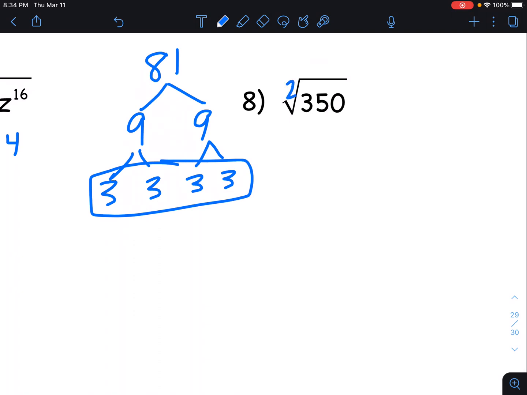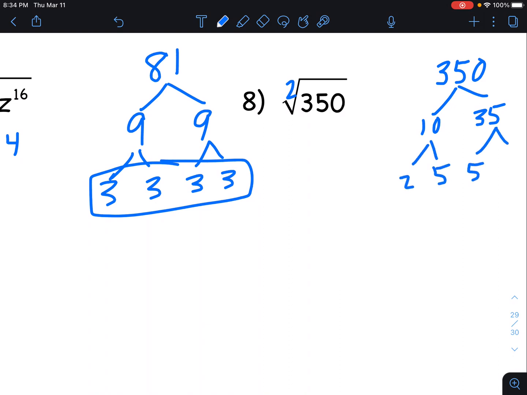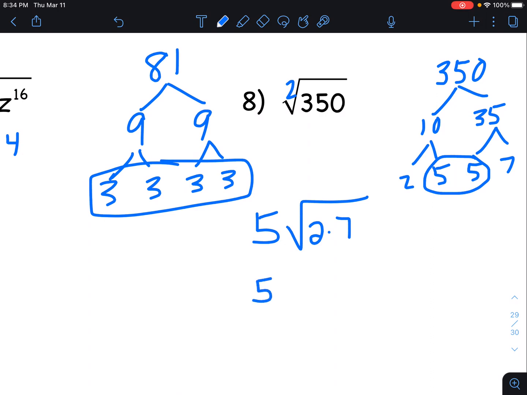Okay, so square root of 350. So I'm going to break down 350 using a factor tree, and we're going to try to get 2 of a kinds. So that could be, it ends in 0, 10 and 35. 10 is 2 times 5. 35 is 5 by 7. So we have a 2 of a kind here, so that means a 5 comes out. The 2 and the 7 must get put back in and multiplied to make 14.